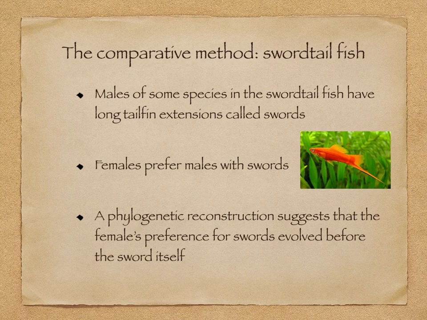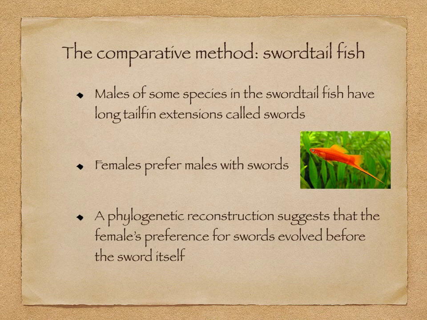One thing the comparative method allows us to do is really see some adaptive changes that maybe don't even seem to make sense. So there are these fish called swordtail fish, and the males of some species of swordtail have this long tail fin extension called swords, but males in other species might not. And what's interesting, when they've manipulated this, females prefer males with swords even in species that don't have swords. So this suggests that the adaptation of sword preference came before the swords themselves.